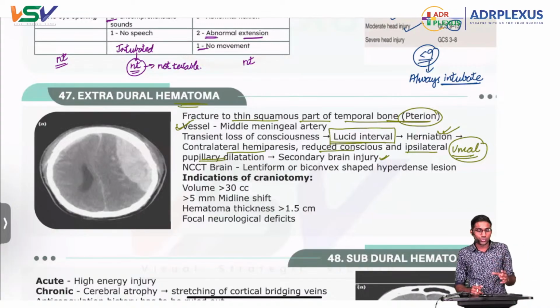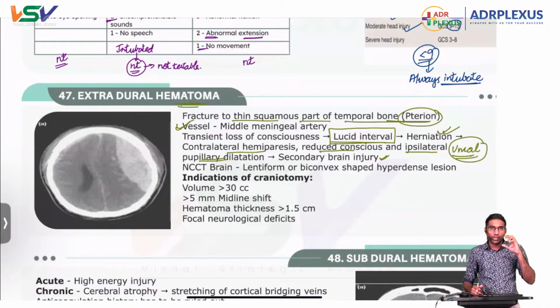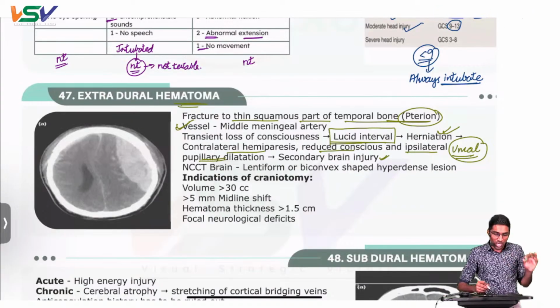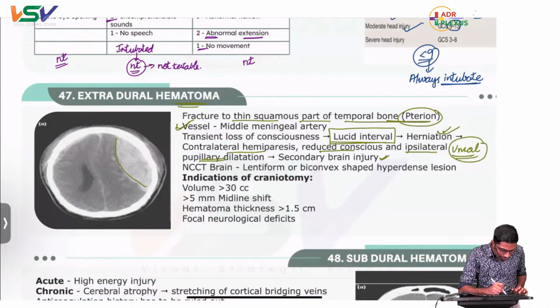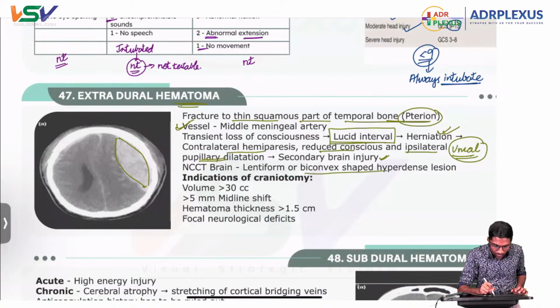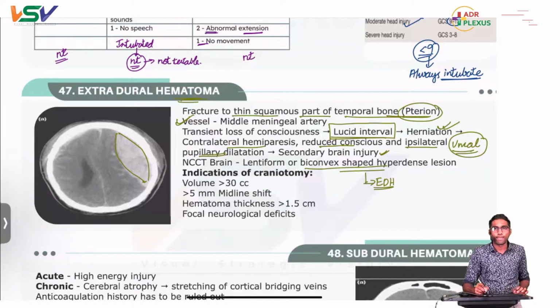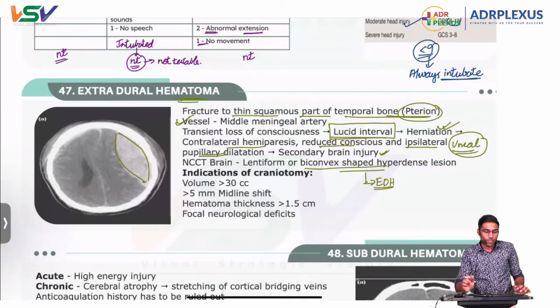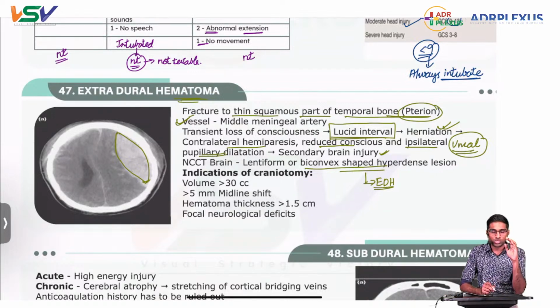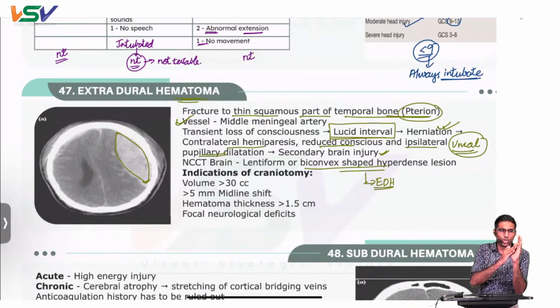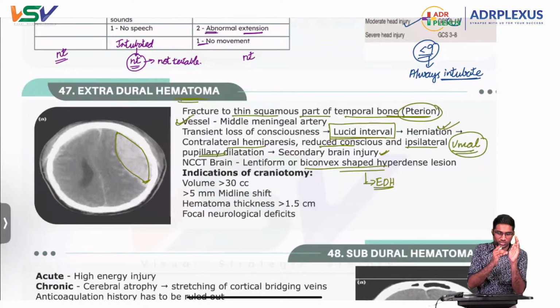So what you should do is an immediate CT scan of all these patients and find out this lentiform or biconvex shaped lesion. This is known as an extradural hematoma. And this extradural hematoma will be fixed to the suture lines, because this is outside the dura mater. Between the dura mater and skull, that space will be the hematoma. So it will not pass beyond the suture lines.